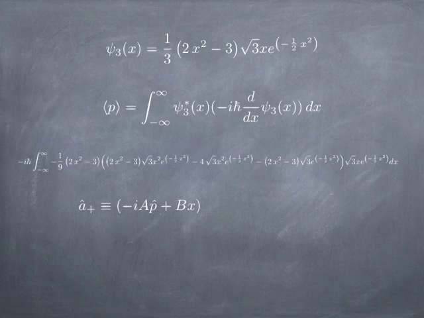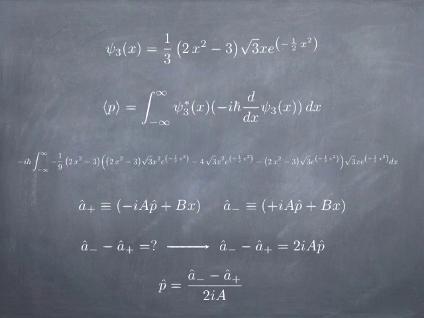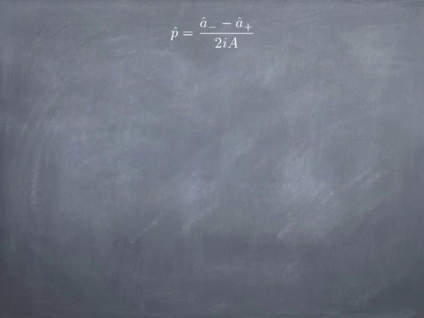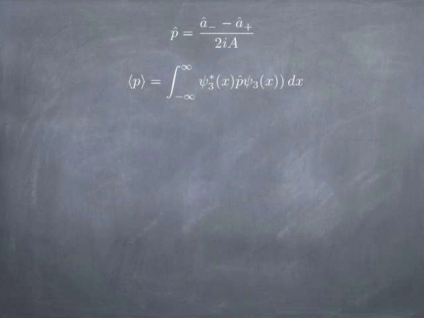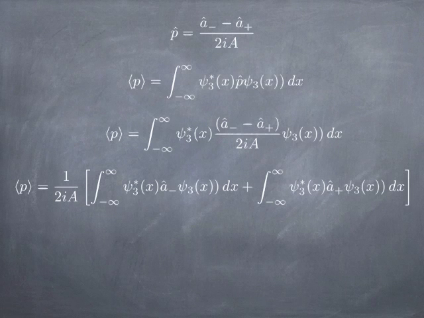It's hard. But I want you to notice something. By the definition of a plus and a minus, we can get an expression for the momentum that's simply the difference of a minus and a plus. So another way to write the momentum operator is as a difference of the lowering and raising operators. With that definition, I can calculate the expectation value of the momentum on state psi 3 and rewrite the integral as an integral of a minus on psi 3 times psi 3 star and an integral of a plus on psi 3 times psi 3 star.